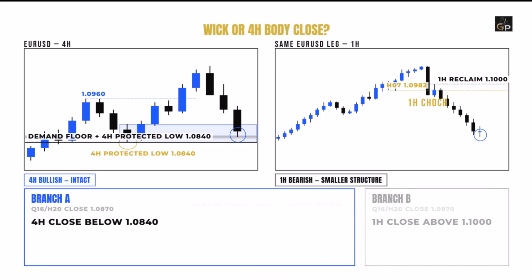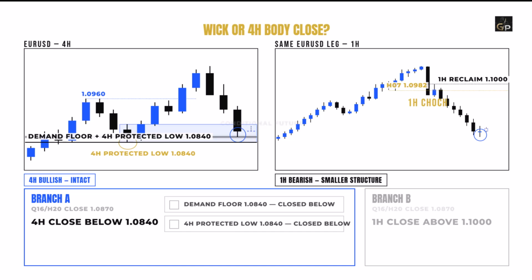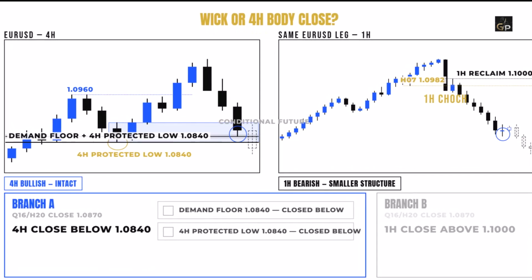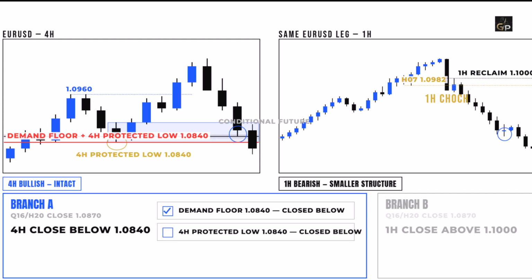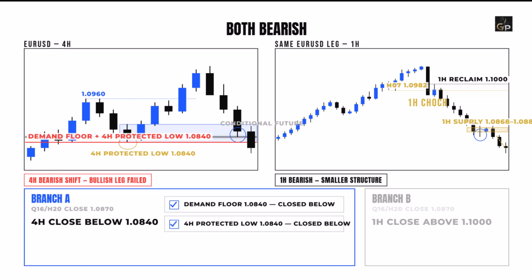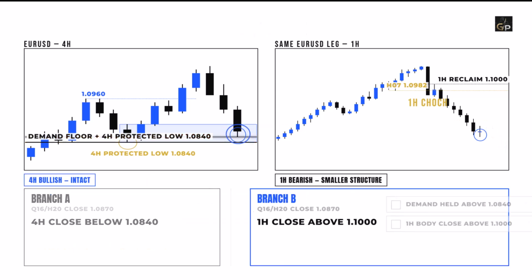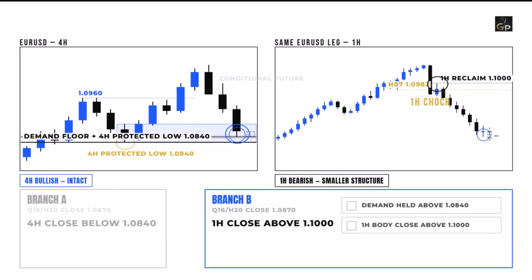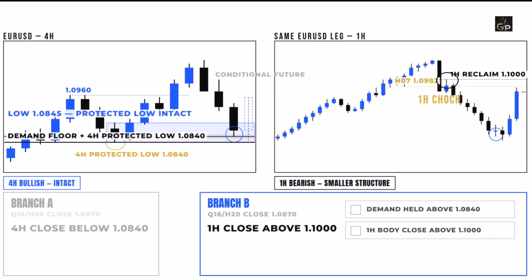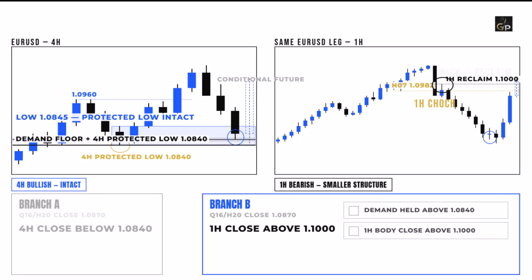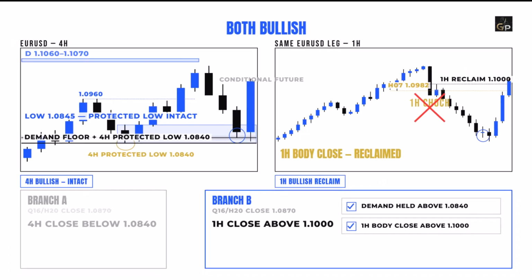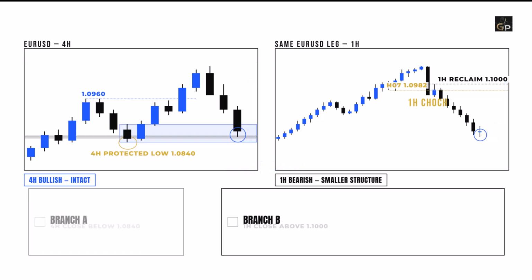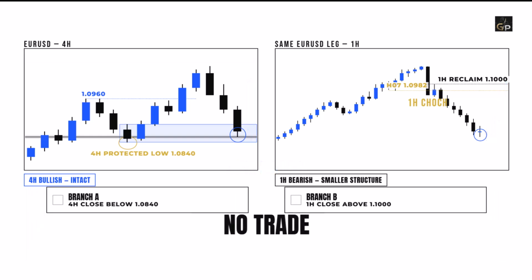If price breaks and closes below this demand zone, the 4-hour protected low goes with it. At that point, both time frames are bearish. The higher time frame question has been answered, and I'll be looking for shorts on a pullback into supply. If instead, price rejects this zone and reclaims the 1-hour high, the change of character has failed. Both time frames are bullish again, and I'll be looking for longs toward the daily level above. And until one of those two things happens, there is no trade. Not a small position, not a scalp while waiting, not a partial, nothing.